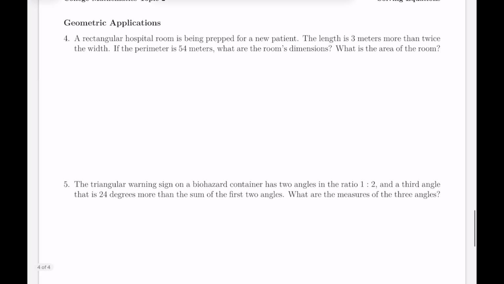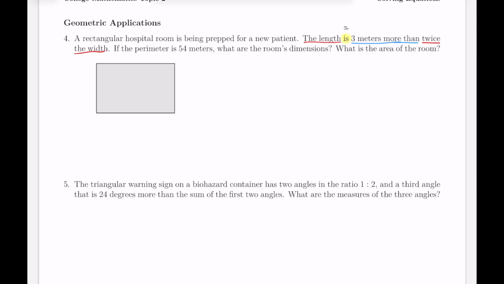All right, just a couple more. A rectangular hospital room is being prepped for a new patient. Ooh, I like to draw a picture for that. So let's do this. There we go. The length is 3 meters more. Ooh, here we go. Let's identify this. So the length, and then I see this marker is, that's my equal sign, right? 3 meters more than twice the width. Okay.